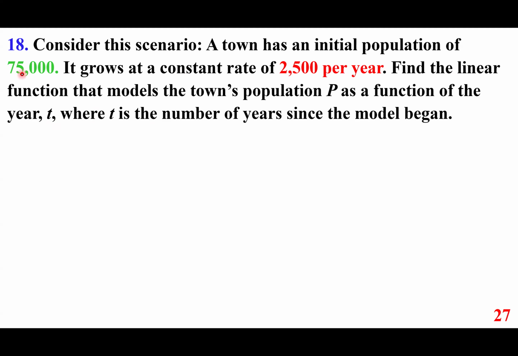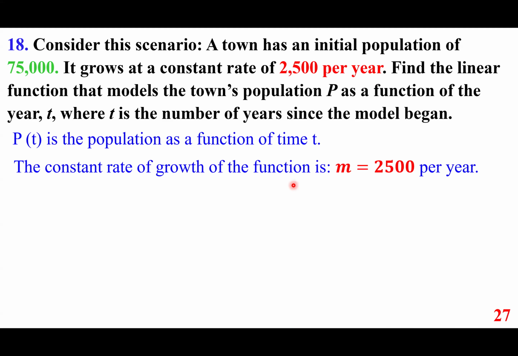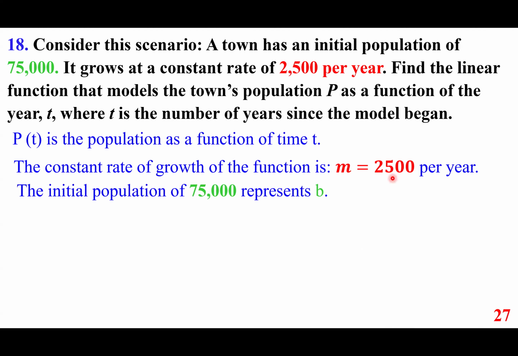So if we go with y equals mx plus b, that is the initial value of b, and 2,500 per year is the average rate of change, that is the slope. So P of t is the population as a function of time, t. The constant rate of growth, which is m equals 2,500 per year. The initial population of 75,000 represents b, the y-intercept.